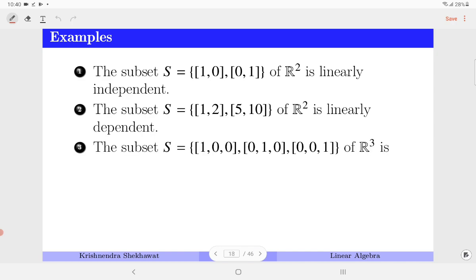Similarly, if you check for this one, it comes out to be linearly independent: a is equal to 0, b is equal to 0 and c is equal to 0.